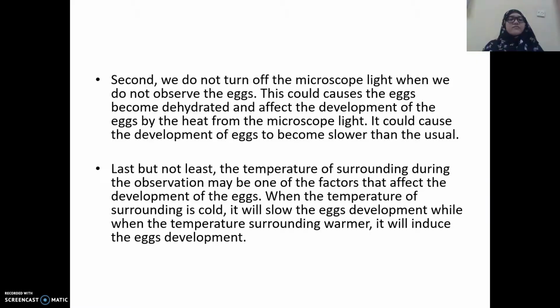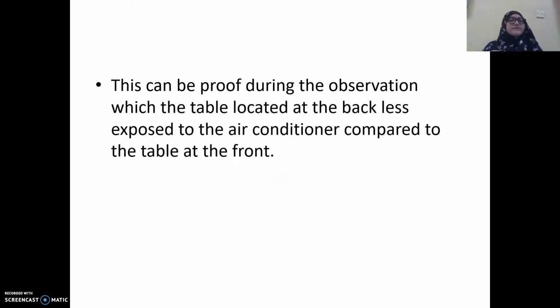Last but not least, the surrounding temperature during the observation may be one of the factors that affect the development of the eggs. When the temperature becomes cold, it will slow the egg development, while when the temperature is warmer, it will induce the egg development. This can be proved during the observation, as the table located at the back was less exposed to the air conditioner compared to the table at the front.